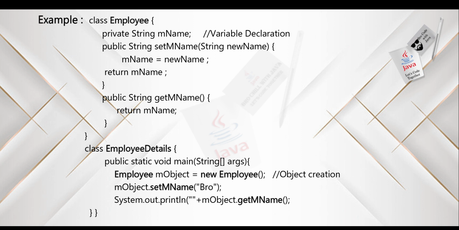Now look at the code. After setting the name, we are printing the name with the help of the getMname method. Hence this is a short example for encapsulation. Check the example program by analyzing the definition.